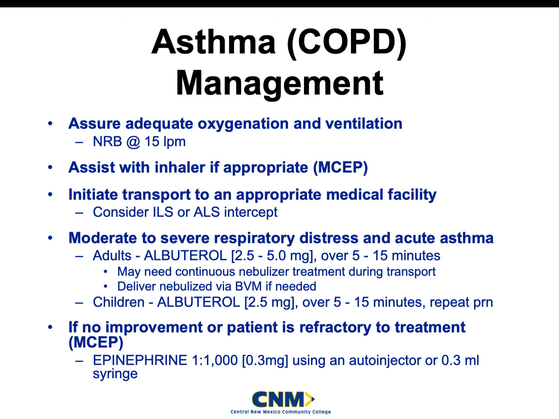And again, we don't give ipratropium to kiddos because kiddos do a very good job at responding to albuterol. Ipratropium is kind of overkill for our children, so we don't do it. But for adults, we want to do 5 milligrams of albuterol followed by 0.5 milligrams of ipratropium. You're going to mix both of those together into the nebulizer and have the patient start breathing in.